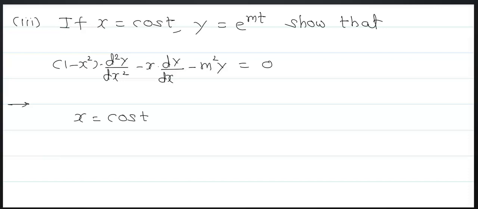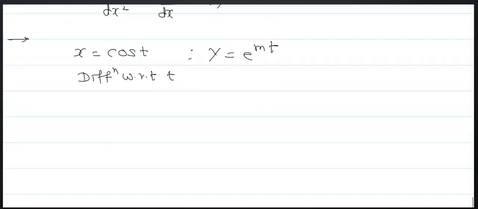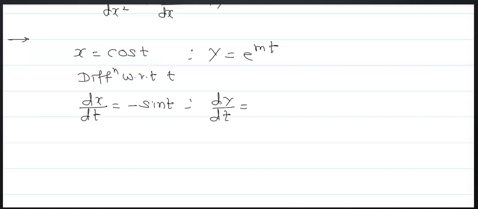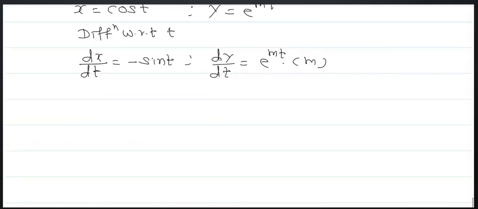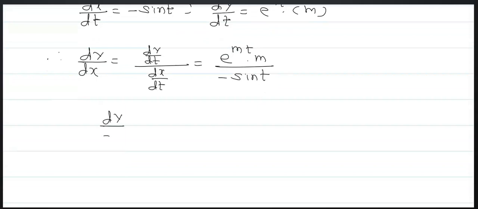Now x is equals to cos t and y is equals to e raised to mt. Differentiate. Dx upon dt is minus sine of t and dy by dt is e raised to mt into derivative of mt, which is m. That is e raised to mt into m. Therefore, dy by dx is equals to dy upon dt upon dx upon dt. That is equals to e raised to mt into m upon minus sine t. Therefore, dy by dx is equals to minus m into e raised to mt upon sin t.